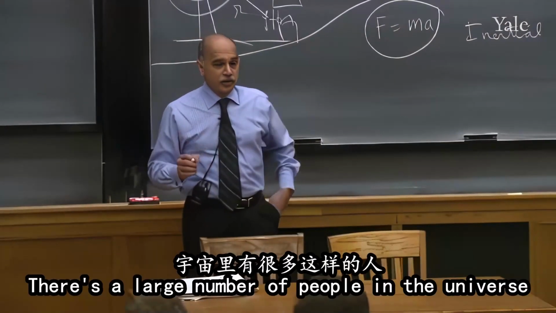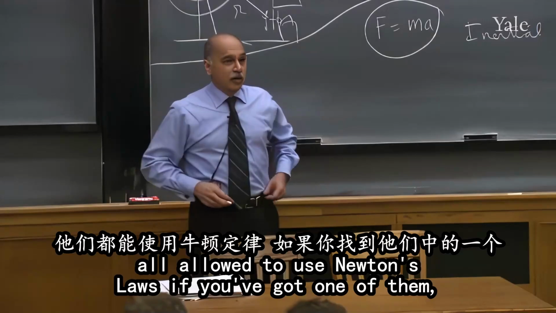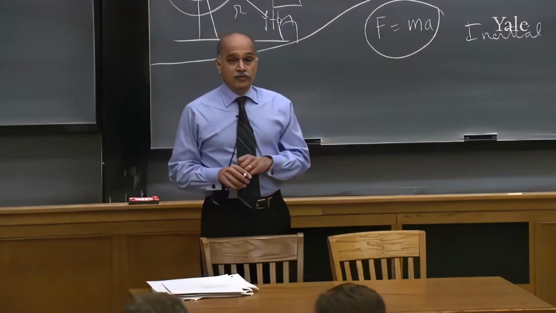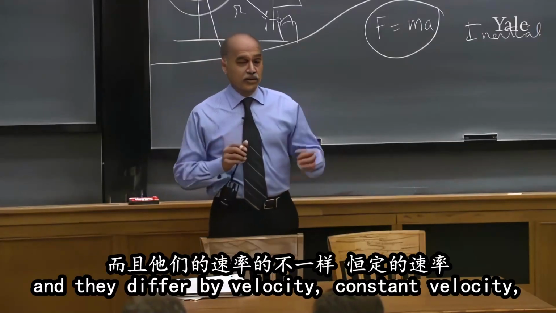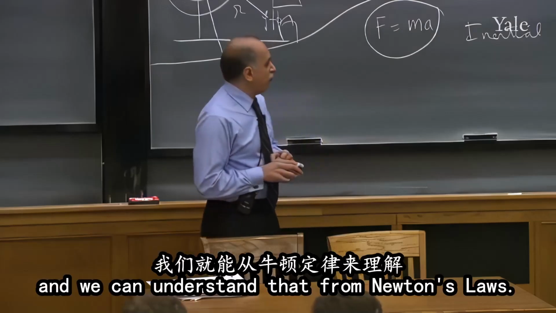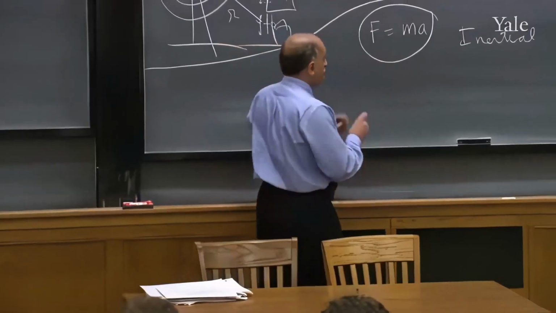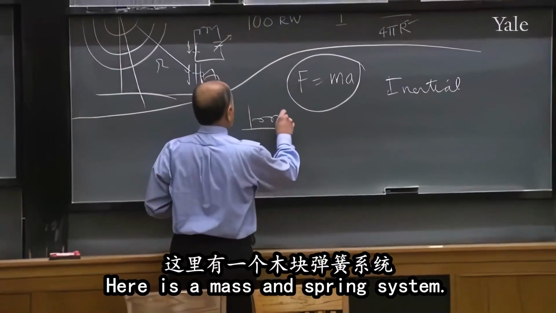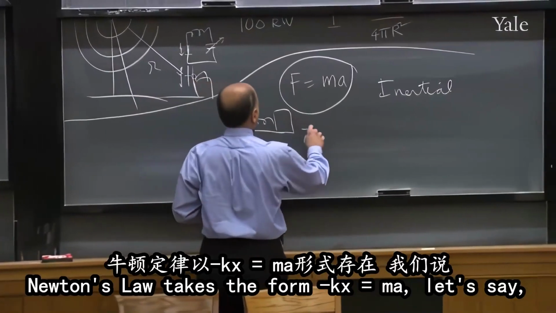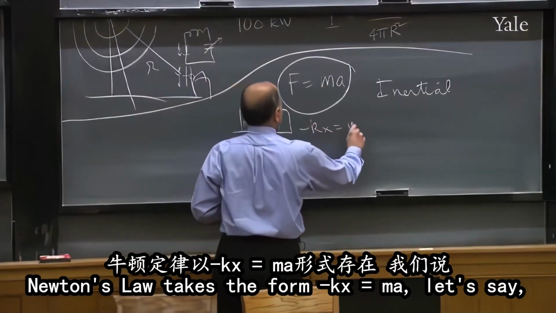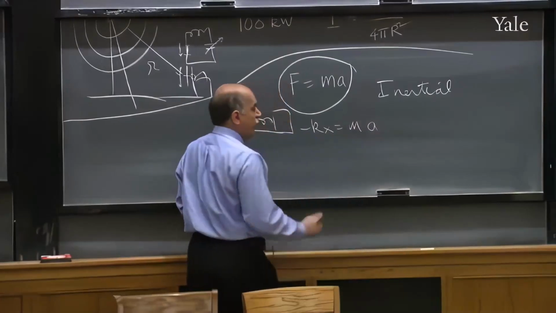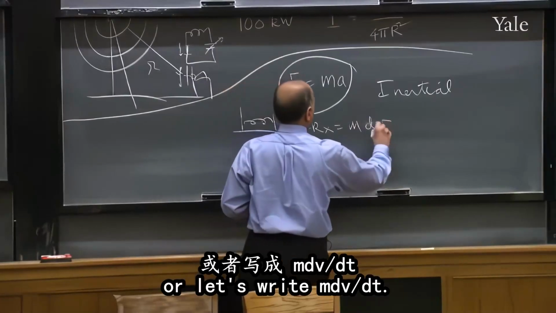There's a large number of people in the universe, all allowed to use Newton's laws if you got one of them. And they differ by velocity, constant velocity. And we can understand that from Newton's laws. I mean, here is a mass and spring system. Newton's law takes the form minus kx equal to ma, or let's write m dv/dt.